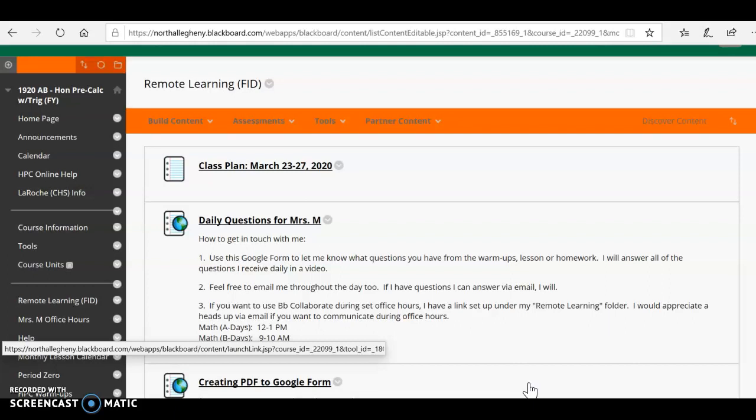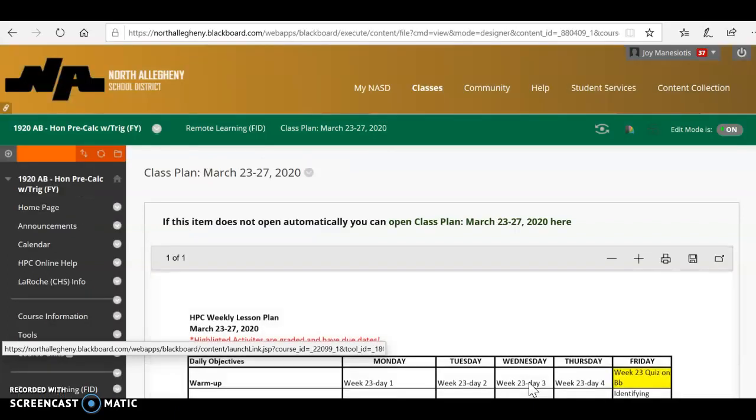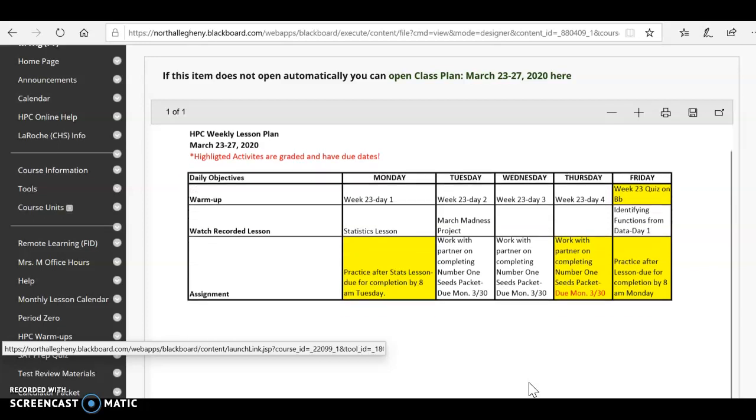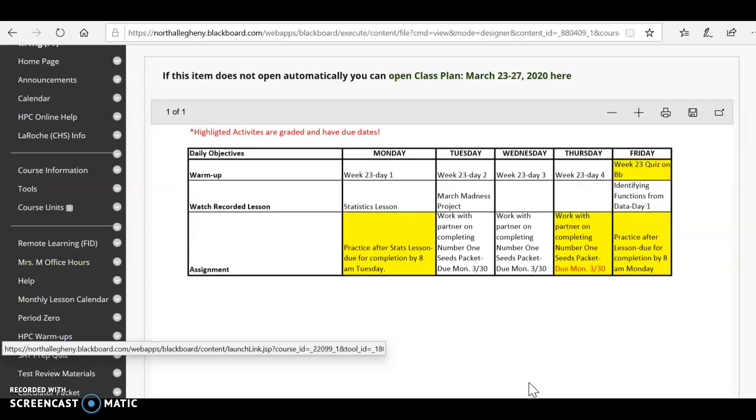At the top, we have a class plan for the week. I posted this earlier this week. We already know we're going to be home next week too, so I will come up with a plan for next week. I am not exactly sure what our lesson is going to be on Friday. I might switch gears and do something different now that we know we're going to be home till after spring break. So Friday's plan might change.